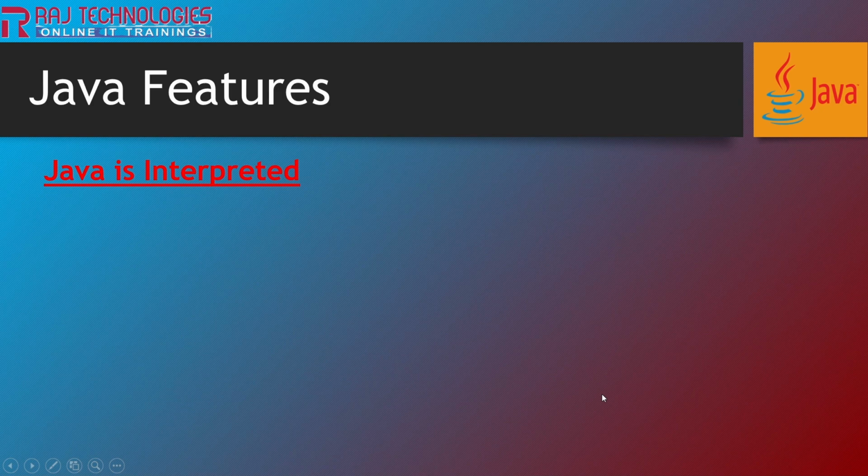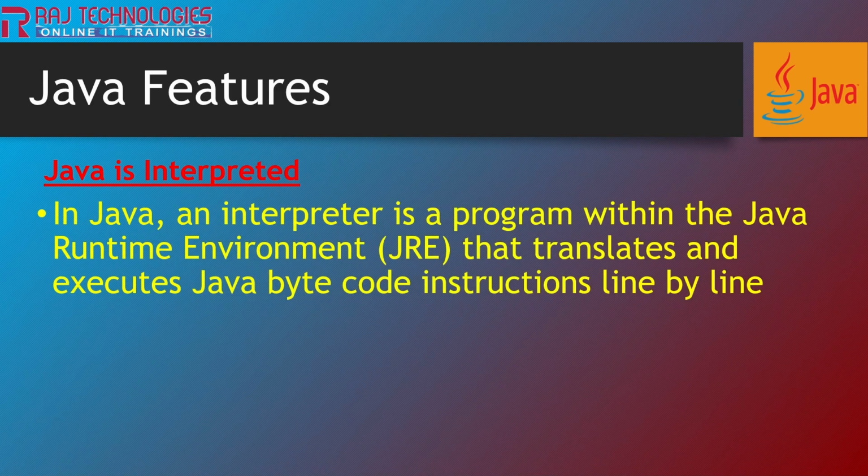One more feature of Java is interpreted. In Java, an interpreter is a program within the Java runtime environment. So when you are running the Java program, it makes use of the Java runtime environment. And what this Java runtime environment does is translate and execute Java bytecode instructions line by line.